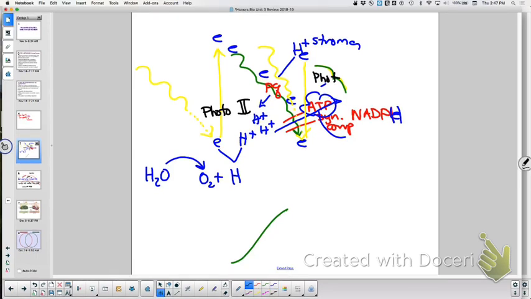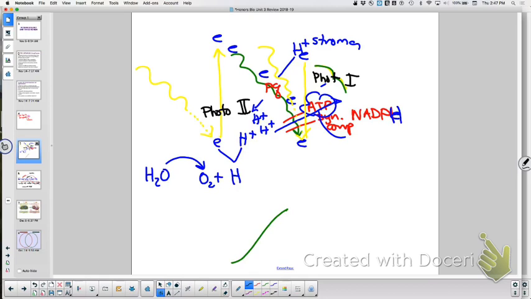Now, if I ask you to diagram photosystem one, or photosystem two, or both of them, you don't have to put your ATP synthase right in there. You can just tell me, hey, these hydrogens are used to make ATP as they go through the ATP synthase complex, because your ATP synthase complex is not in the middle of your electron transport chain.